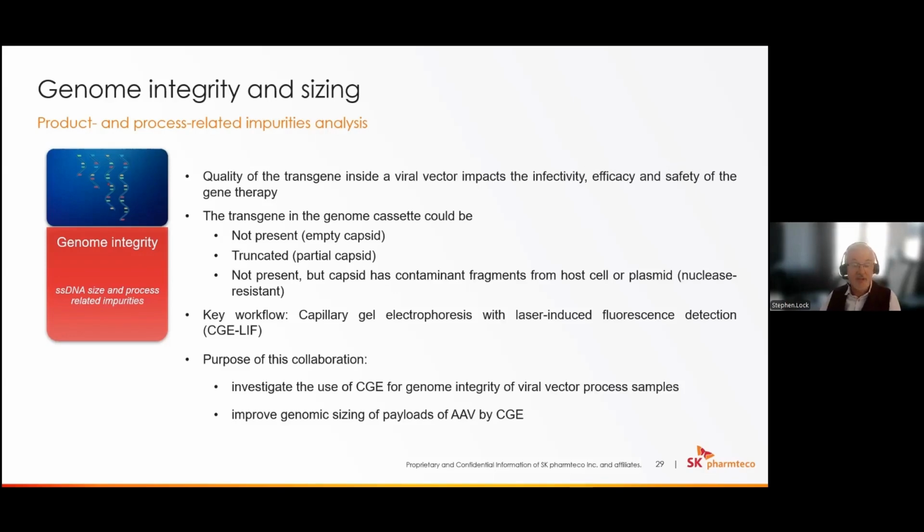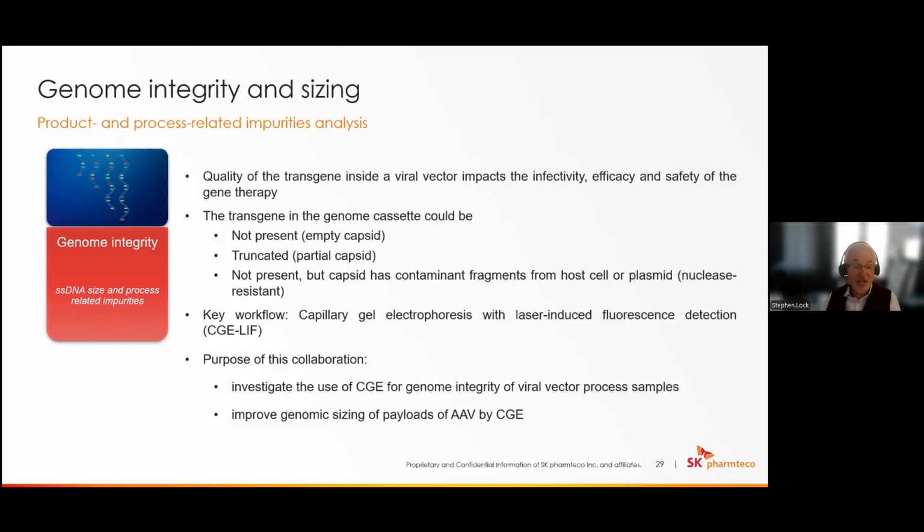And one of the methods to do this, again, is using CE. In this case, we use capillary gel electrophoresis, and again, we're using laser-induced fluorescence detection. This is important, again, due to the sensitivity requirements for this particular assay, because as I mentioned with the SDS assay, often the concentration of the active ingredient is quite low.